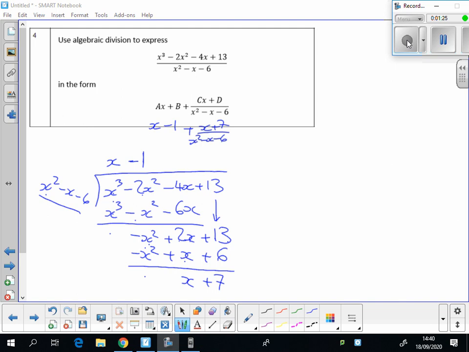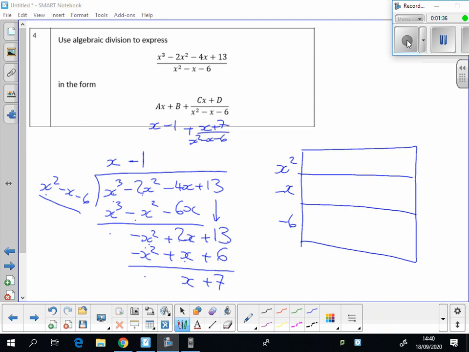If you want to see it as a box, I can do that as well. And so if we've got a box method here, we're dividing by x squared minus x minus 6. And we start by saying, what do we times x squared by to get the x cubed again? Of course, we're going to times it by x, and then we multiply through. Notice this line here is exactly the same as what we were doing here.